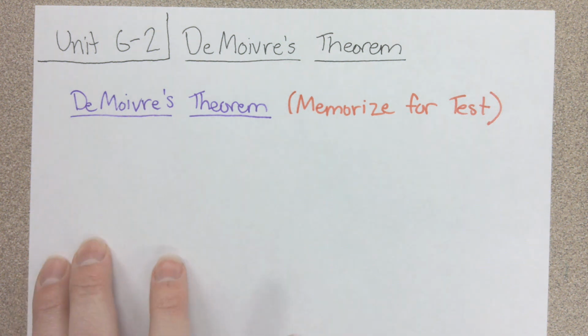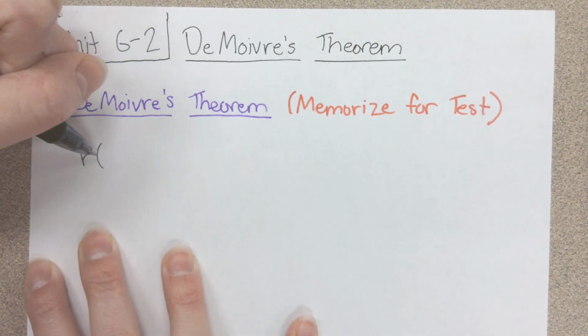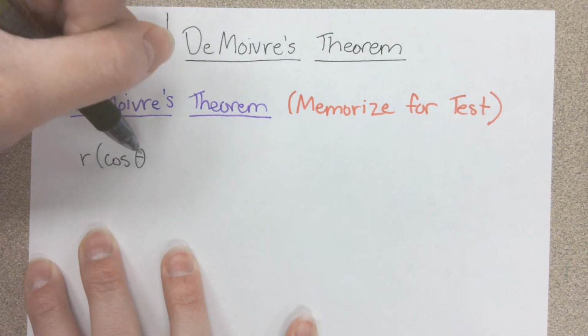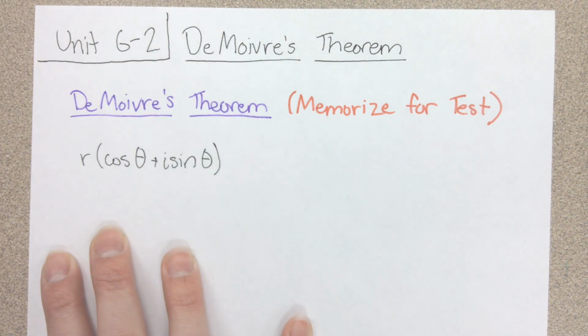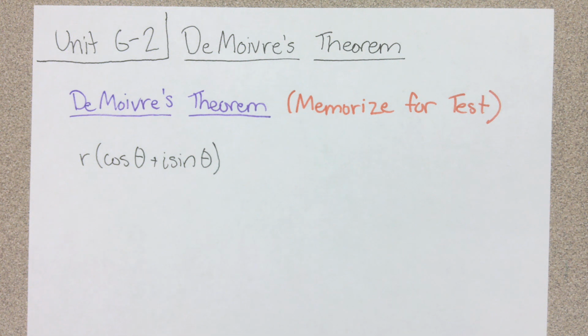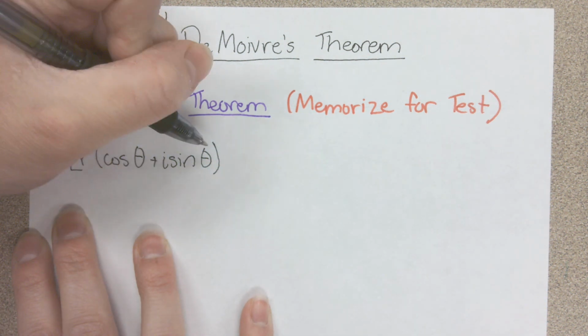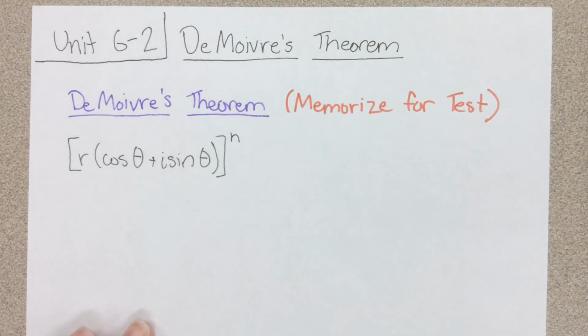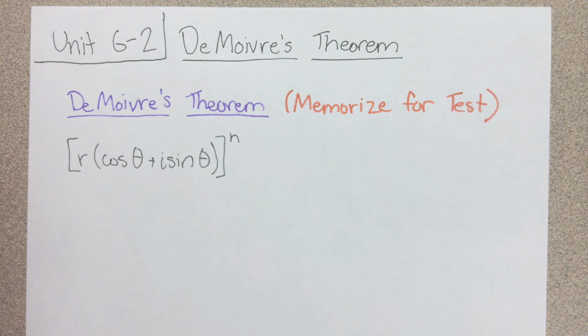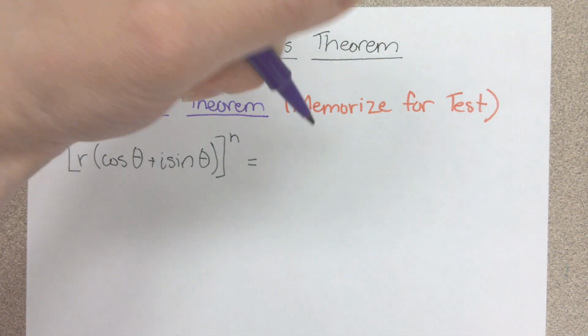So if we have a polar number, r cosine of theta plus i sine of theta. So we have a typical polar number. If that is raised to an exponent n, then that is equal to, and then here are the operations.